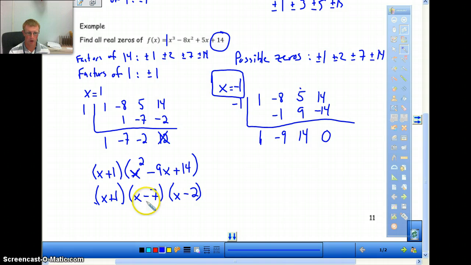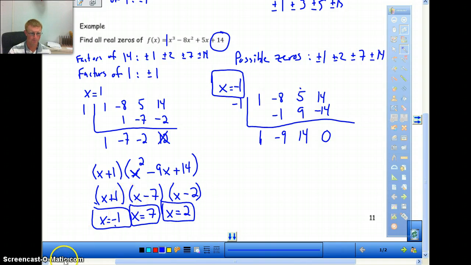Therefore, our zeros are x equals -1. Another mistake, my fault. x equals -1, x equals 7, and x equals 2. So all three of these are our zeros. And that is the point of this. Okay, so let's move on.